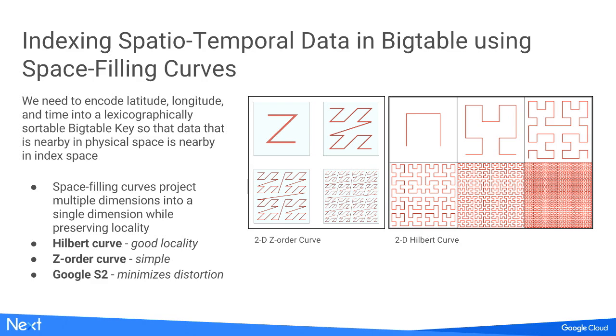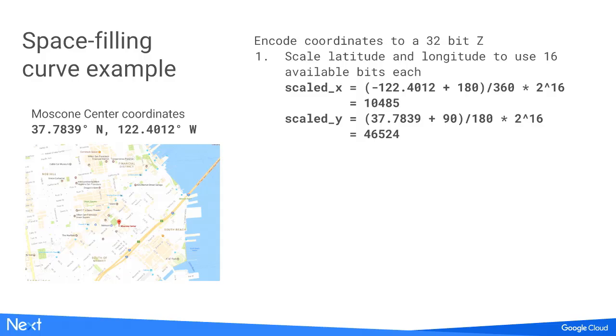There's also an interesting library that Google has put out called S2, which treats the spherical Earth as a cube and then overlays a space-filling curve in each one of those faces, and in doing so minimizes the distortion that is typical of map projections. All right, so let's walk through the simplest space-filling curve and how it gets used so you get some intuition for how you produce these keys.